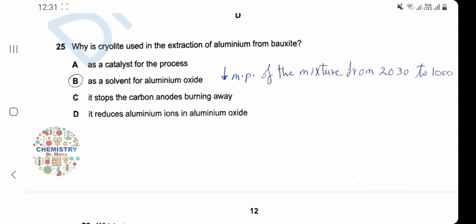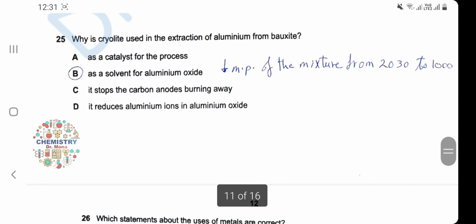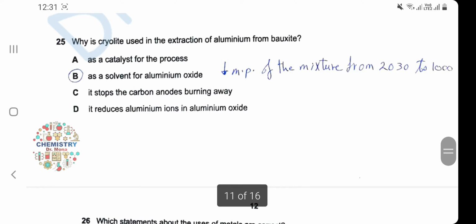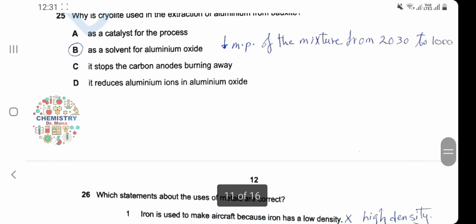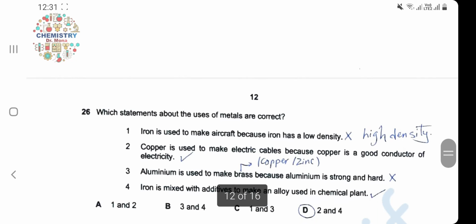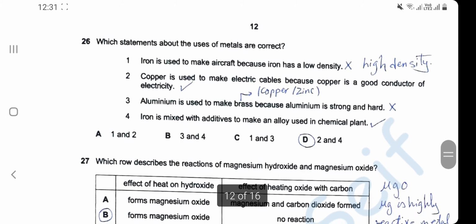It is not a catalyst for the process, so answer A is wrong. And it will not stop the carbon anodes from burning away, so C is also wrong. And it reduces the aluminium ion to aluminium oxide. This is wrong. The answer will be B, as a solvent for aluminium oxide, and this solvent decreases the melting point of the mixture.